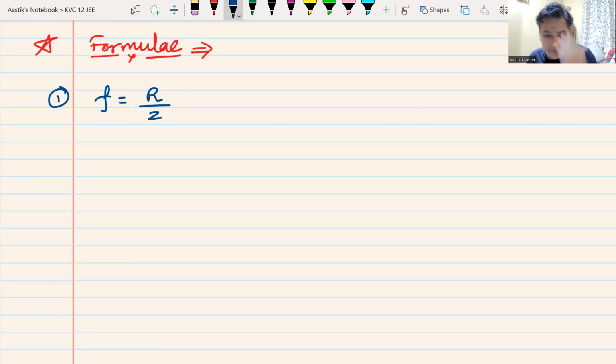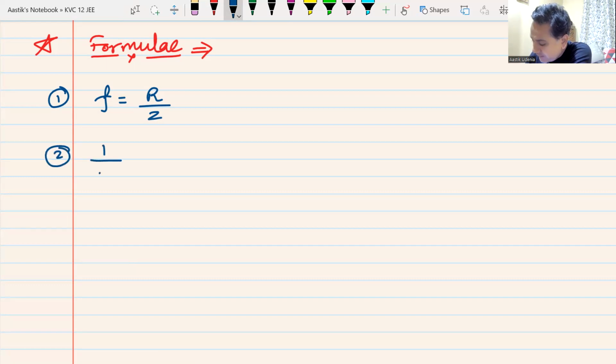And I've told you the sign convention many times. I've also told you for real object, u is negative. For real image, v is negative. For virtual object, u is positive, and for virtual image, v is positive. Do we remember this? Yes or no? Yes, sir. Everyone remembers this? Okay. f is equal to R by 2.